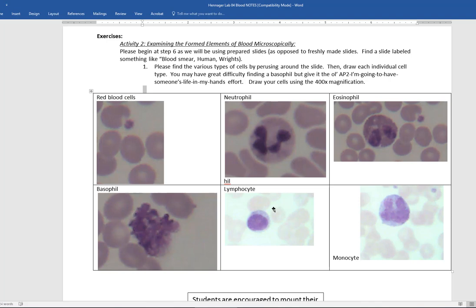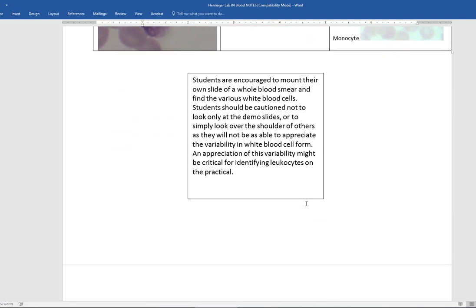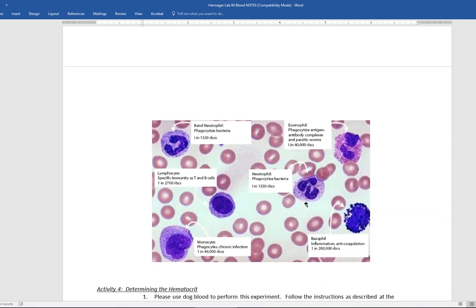Basophil is pretty hard to find. Lymphocyte is really small. It's the size of a red blood cell, maybe a little bit bigger, and that fights viruses. And then monocytes are huge. They're the size of 6 or 7 red blood cells. And again, that's chronic inflammation, chronic infections, things like that. I like this one too.